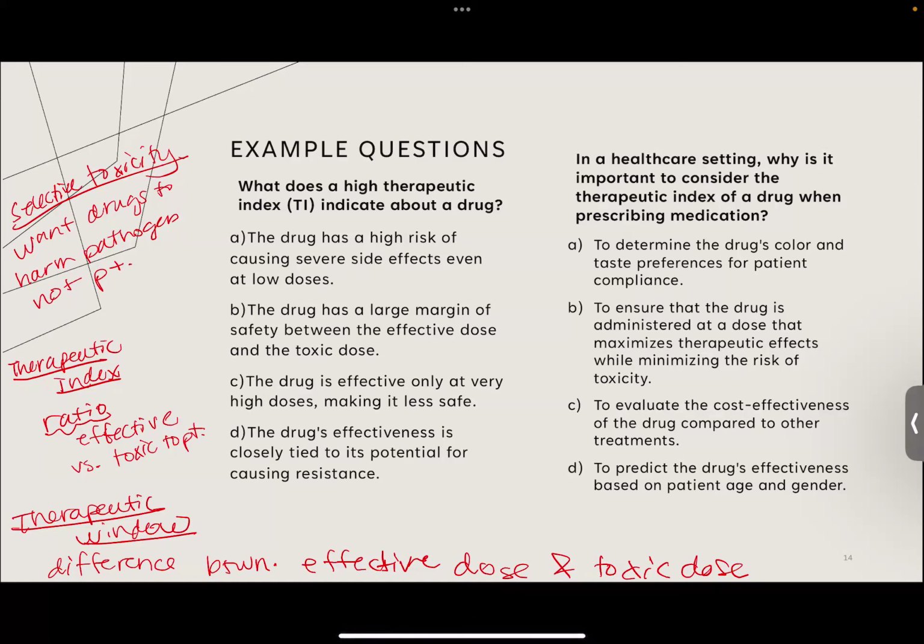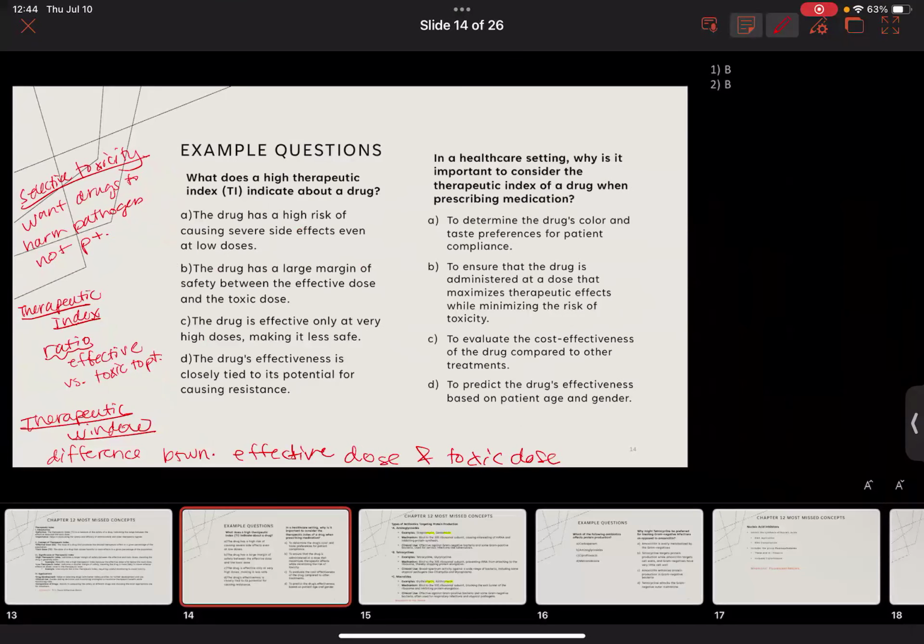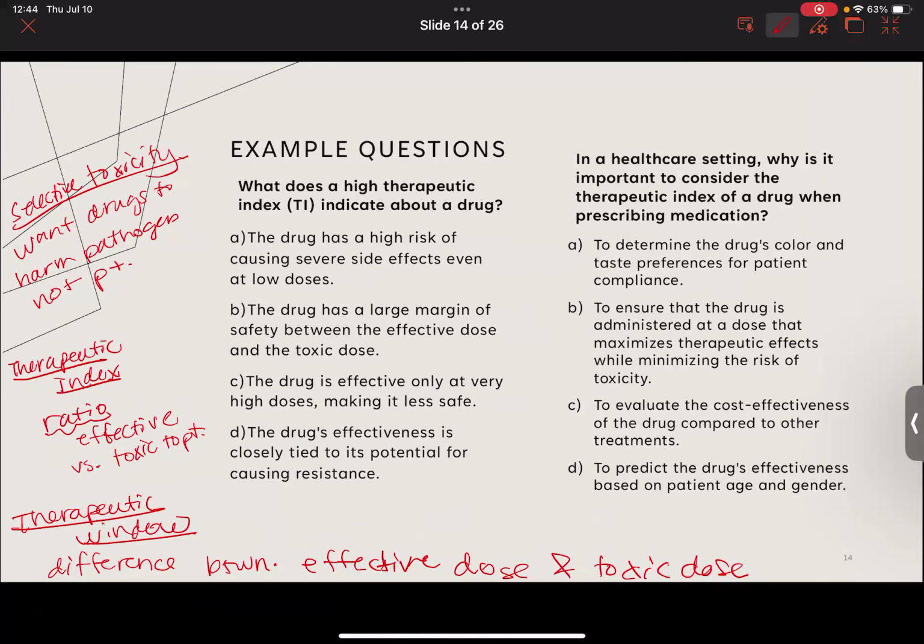All right, so what does a high therapeutic index indicate about a drug? If it's a high therapeutic index, does the drug have a high risk of causing severe side effects, even at low doses? Hold on really quick. I think I have a thing on this. I did. I thought I had more notes on it, but I didn't put it on here. Whatever. All right.